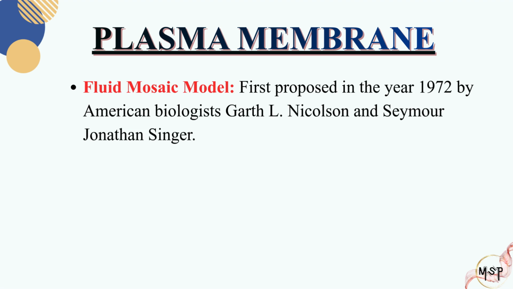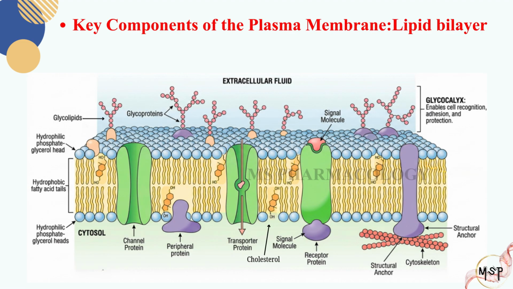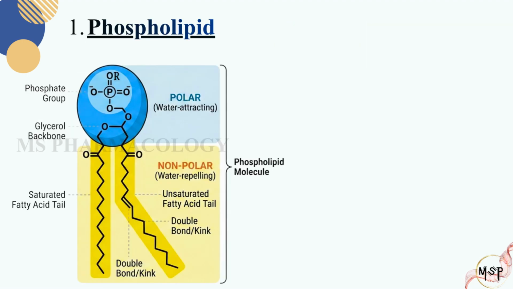According to the fluid mosaic model, the membrane is not rigid. It is dynamic, constantly moving, composed of lipids and proteins arranged like a mosaic floating in a fluid sea. Its core structure is the lipid bilayer, mainly made of phospholipids, cholesterol, glycolipids, and membrane proteins. Let's start with the key building blocks.